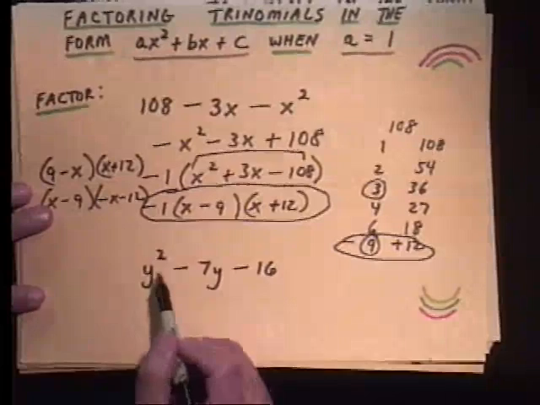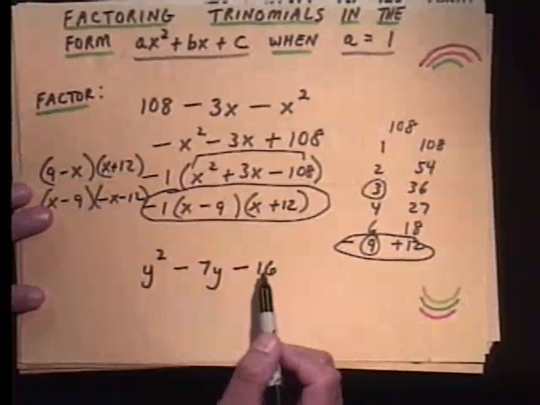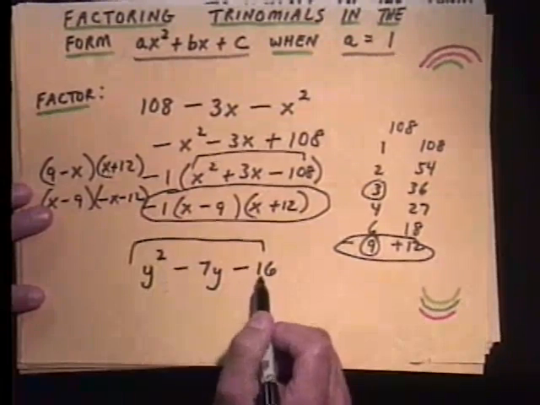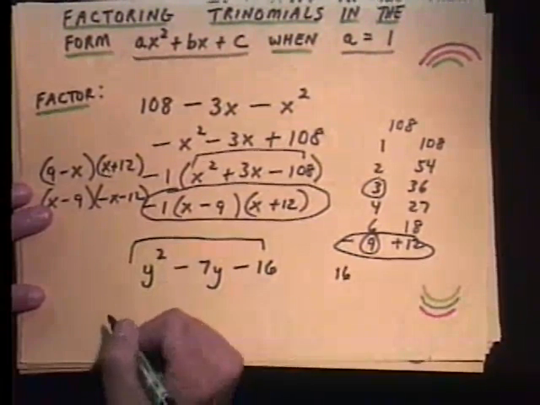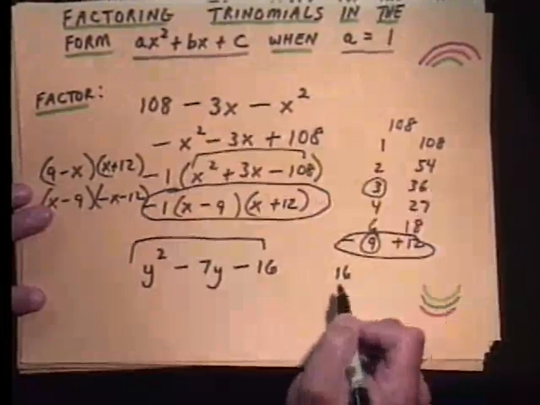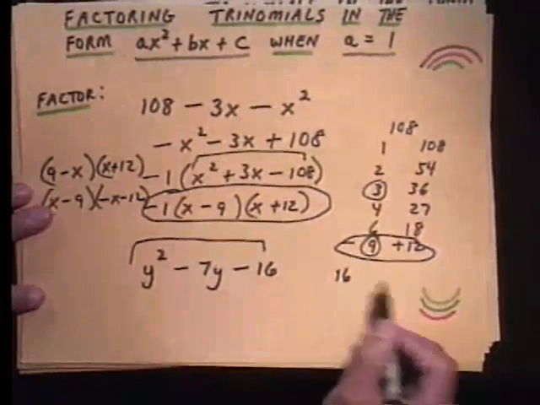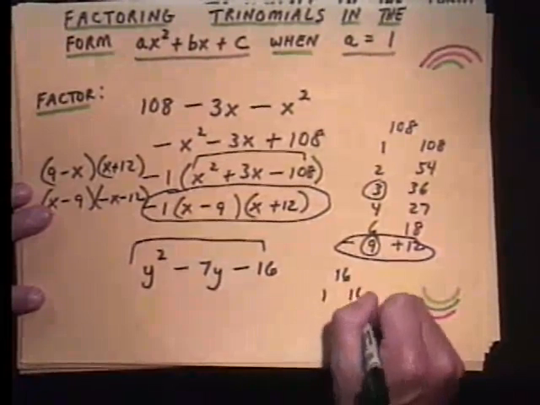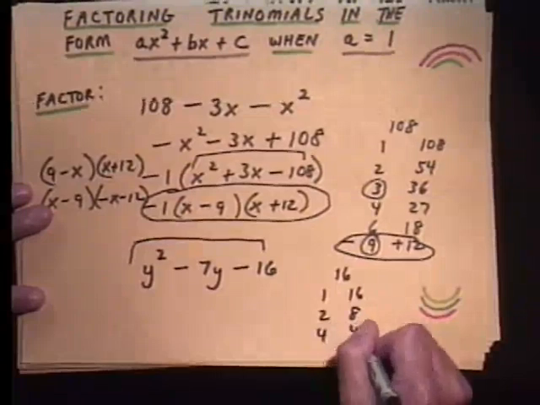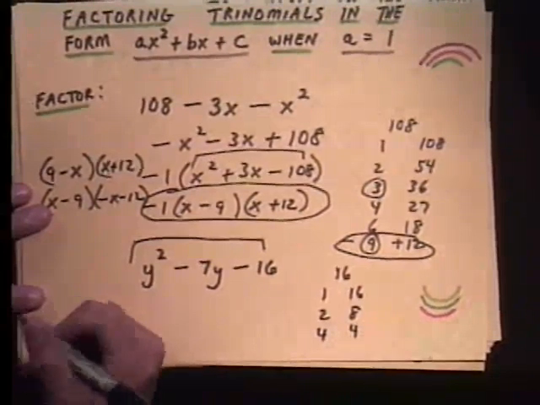All right, y squared minus 7y minus 16 here. So if I take the outside numbers, 1 times 16, I'll get 16. All right, nicer number. People are going, thank heavens, Young, you didn't throw another 108 out of 16. That's nice. All right, factors of 16, let's list them: 1 and 16, 2 and 8, 4 and 4.